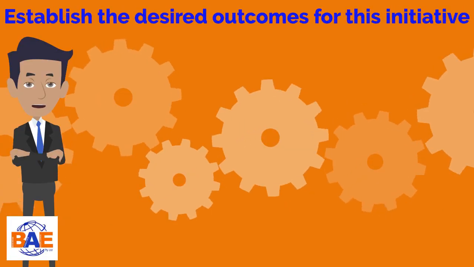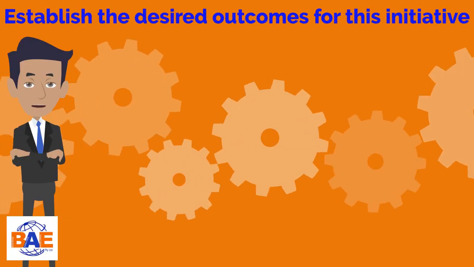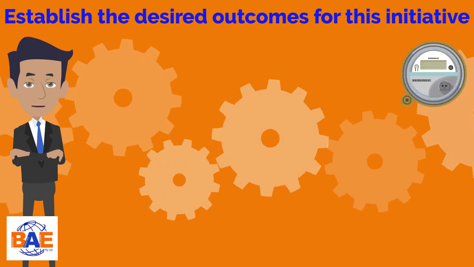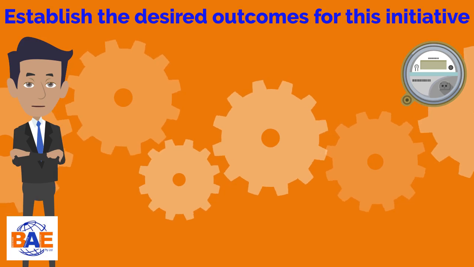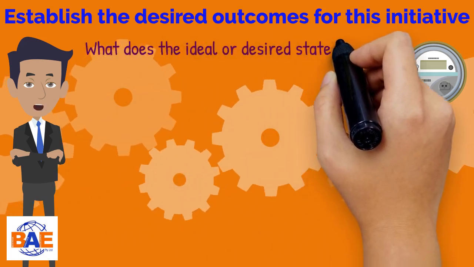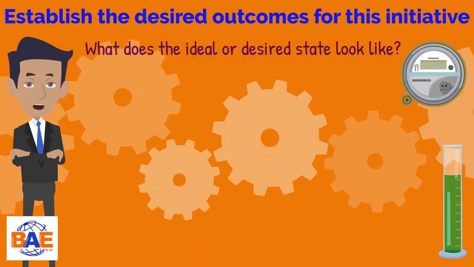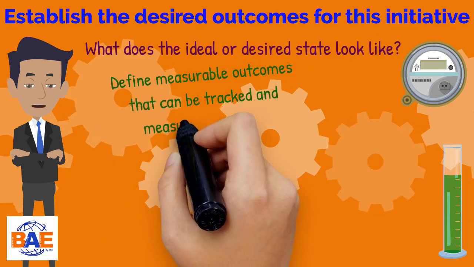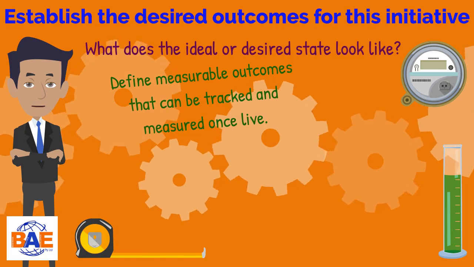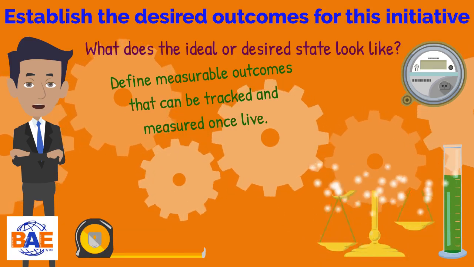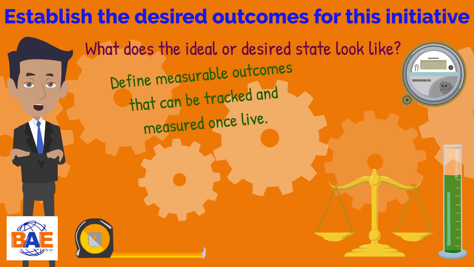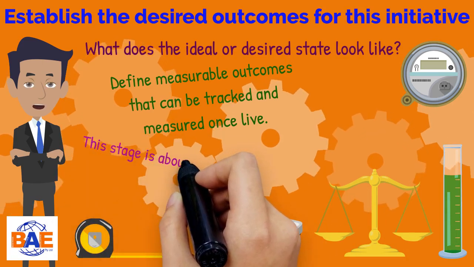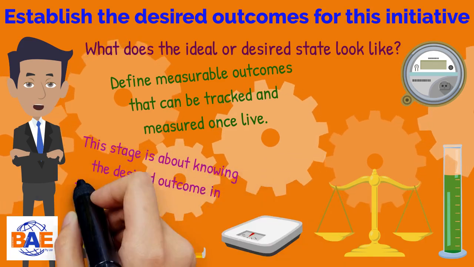Before we embark on the analysis of the alternative solution options stage of the development, it is important to first establish the desired outcomes for this potential initiative. What does the ideal or desired state look like? Ideally, you should define measurable outcomes that could be tracked and measured once this implementation goes live. Be sure to keep the desired outcomes and its measures completely independent from the high-level solution options you and your team might be considering.